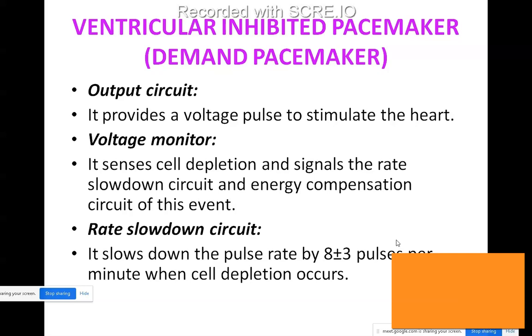The next is the rate slowdown circuit. Here the pulse rate of the heart will be slowed down by using this circuit to the rate 8 plus or minus 3. So it may add the 3 to the 8 or decrease the 3. That means more or less in between 8 to 11.